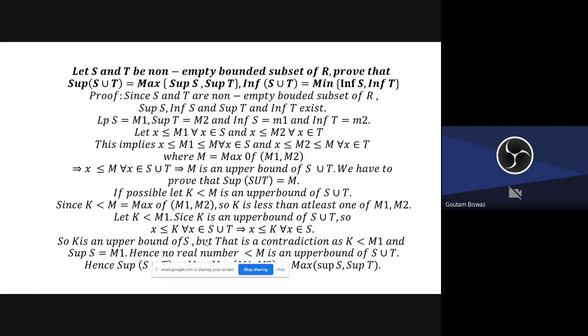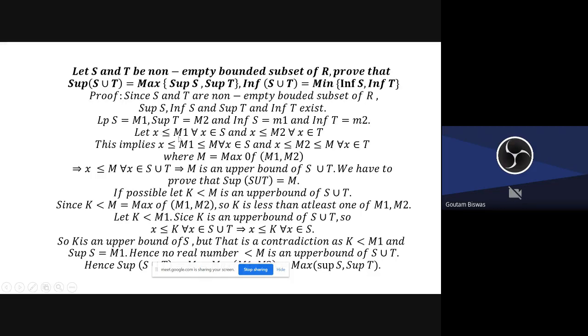Since S and T are non-empty bounded subsets, the supremum of S, infimum of S, supremum of T, and infimum of T exist, because all of the sets are bounded. So the least upper bound and greatest lower bound of these two sets exist. Let the supremum of S be M1, and the supremum of T be M2, and the infimum of S be m1, and the infimum of T be m2.